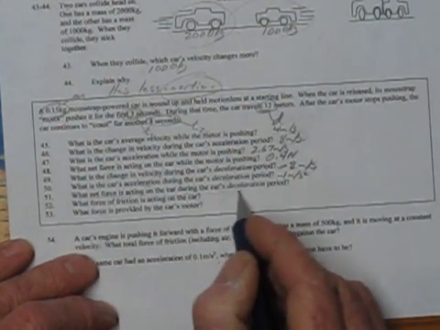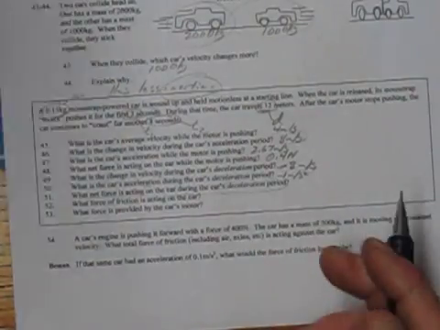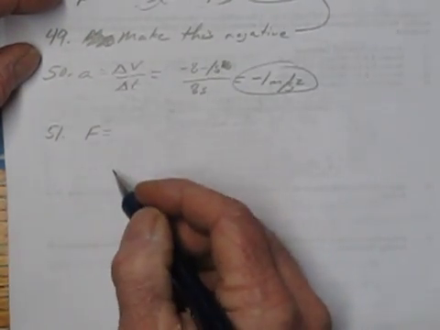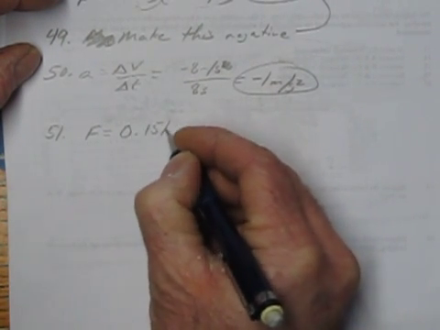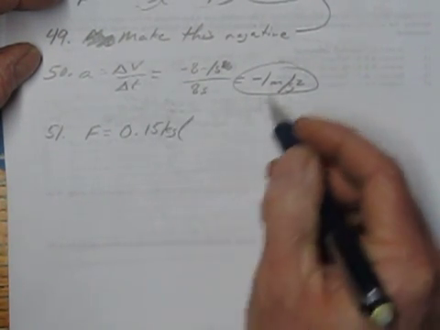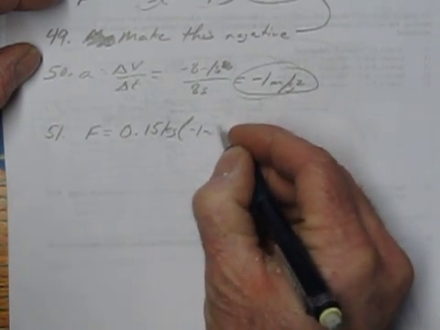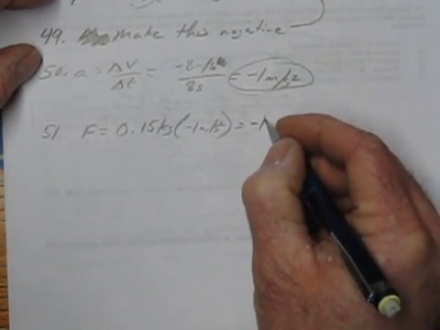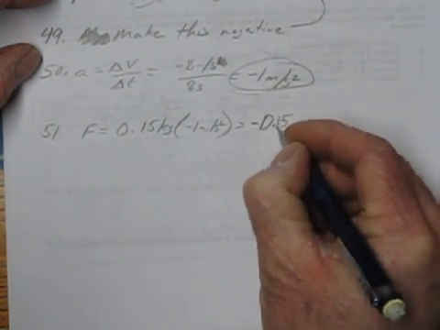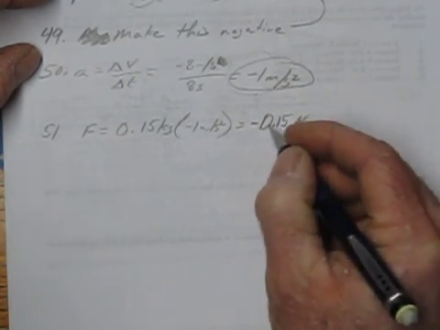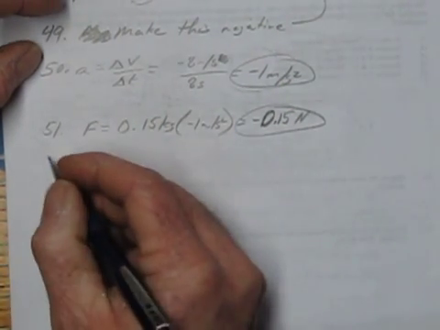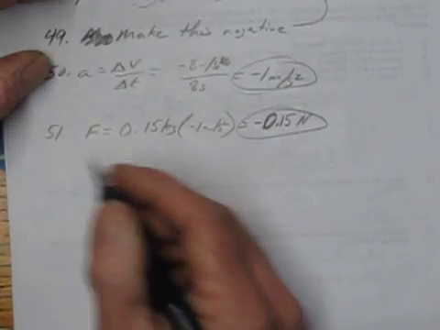What's the net force acting on the car during the deceleration period? You just take force equals mass times acceleration. I'm not going to write it again. The mass of the car, still the same mass, multiplied by the acceleration we just got, negative 1 meter per second squared. And that's going to give us negative 0.15 newtons. So the force of friction is pushing the car backward with a force of 0.15 newtons.